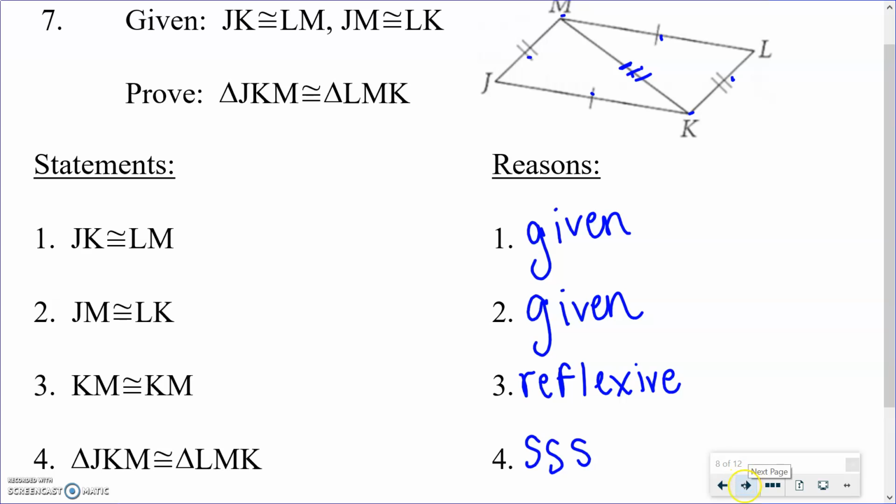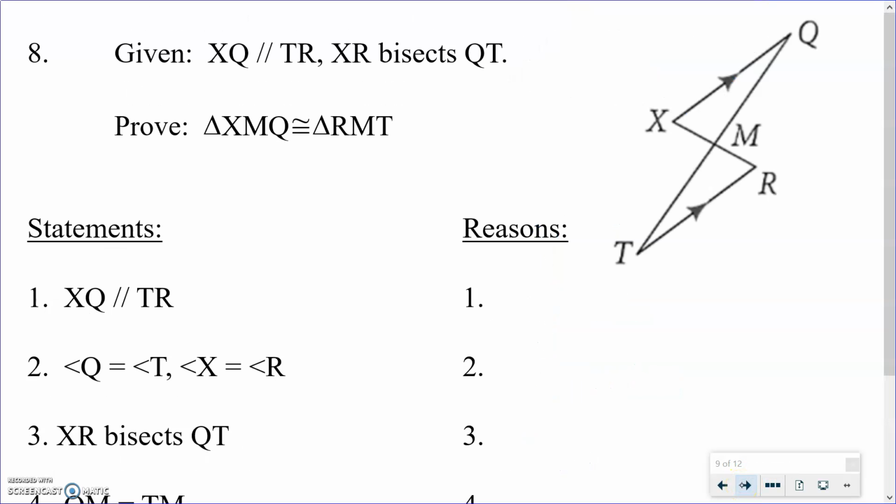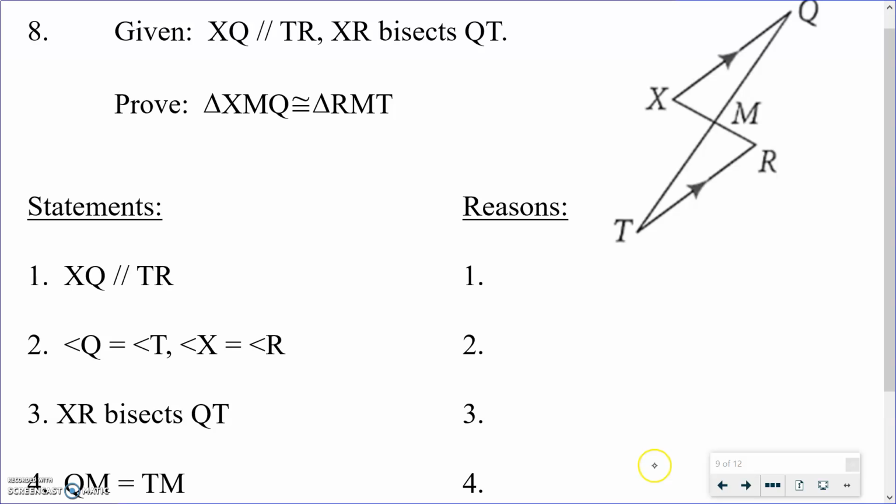Next, we're going to do another proof. Okay, so we're given some other information here, and I'm going to say, okay, I see this is a given again. And then QR bisects, oh, look, our givens are separated. That is okay. Which means I'm going to have to figure out the reason here.